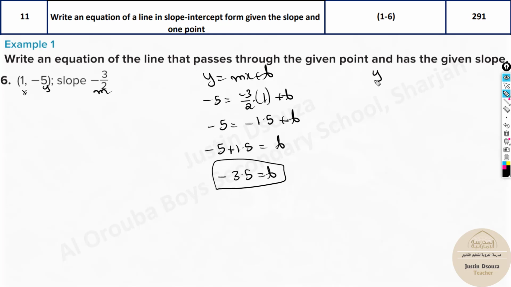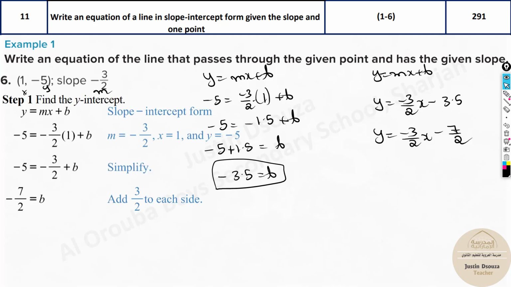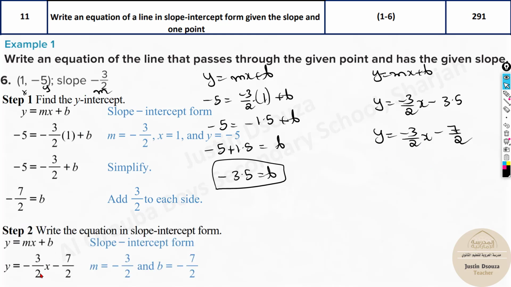Next part, same thing. Y equals mx plus b. All you do is substitute only the m value, that is negative 3 by 2, x, plus b. It is negative, so I'll write minus 3.5. Now what if this option is not there? If you put 3.5 in the calculator, you will get 7 by 2, so y equals negative 3 by 2 x minus 7 by 2. This will be the final answer. So it's negative 7 by 2 or negative 3.5. So this would be the answer: negative 3 by 2 x minus 7 by 2.